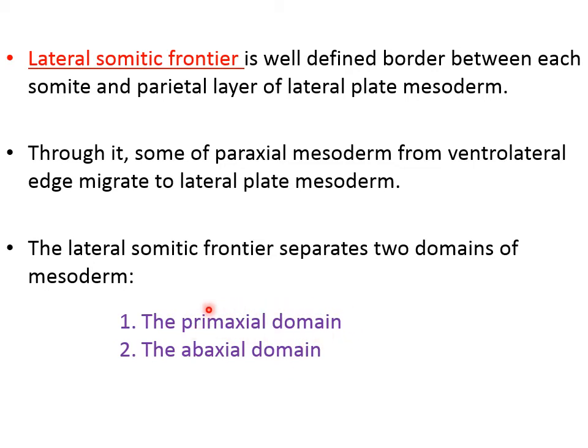The primaxial domain contains only somatic derived cells, cells derived from the somites or from the paraxial mesoderm only. The abaxial domain is formed by the lateral plate mesoderm in combination with some somatic derived cells that migrate across the lateral somatic frontier. So we have two domains, the primaxial domain and the abaxial domain.